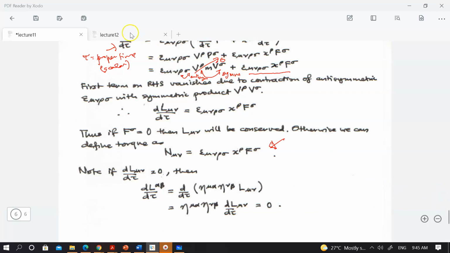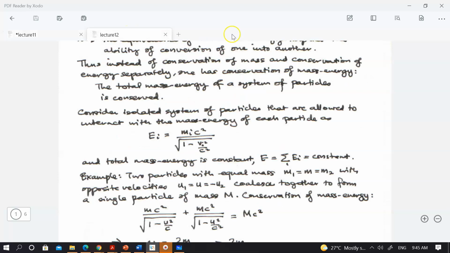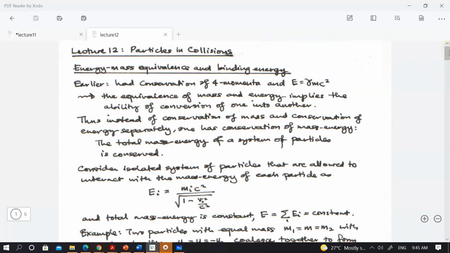So let me just get into lecture 12 now. Since we have defined most of the things that we want, the four velocities, four momenta, the relativistic energy, and also your four force, your torque, your angular momenta, one can actually do some problem solving. One of the things we are interested in is looking at particles in collisions. That is this particular lecture: to see what related concepts are involved when you have all these relativistic quantities, and what it implies for collisions of particles.